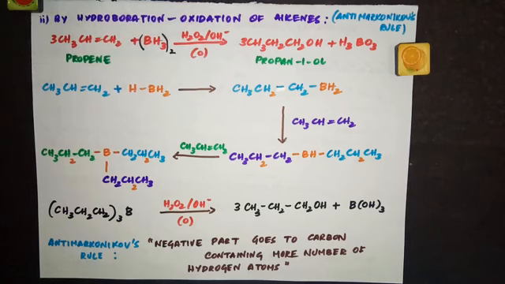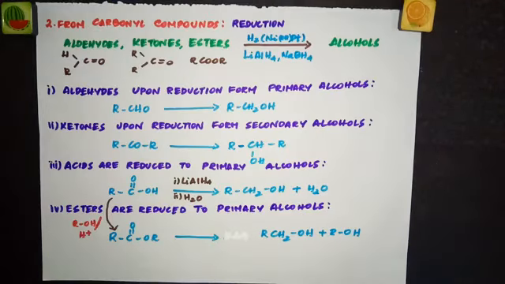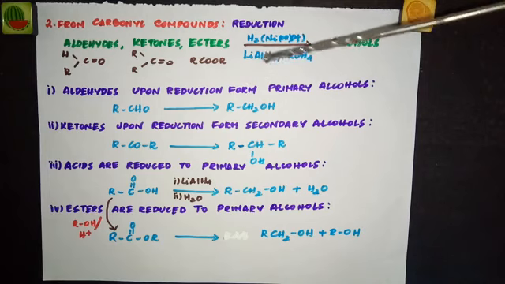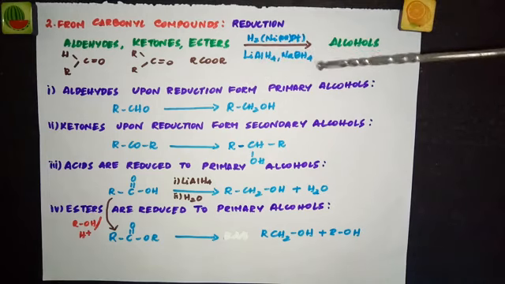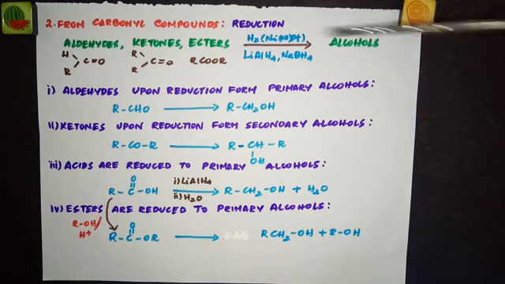Now we have completed the preparation of alcohols from alkenes by two different methods. Now we will move on to the preparation of alcohols from carbonyl compounds. I told you already, when we say carbonyl compounds, we mean aldehydes, ketones, esters, and also acids. So when you take all these and treat it with any of these reducing agent, hydrogen in the presence of nickel, or hydrogen in the presence of platinum, or lithium aluminum hydride, or sodium borohydride, any of these reagents, you will get alcohols from this.